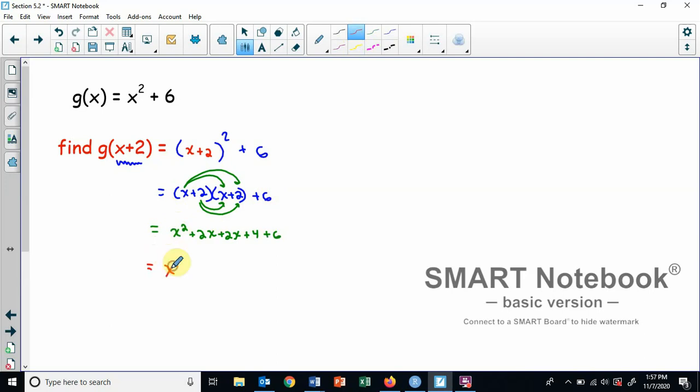X squared is the only squared term. You see I have plus 2x plus 2x. That makes for a positive 4x. And then finally, plus 4 plus 6. That makes for a positive 10. And so I have simplified this expression down. That is just when we take function g and plug in x plus 2.